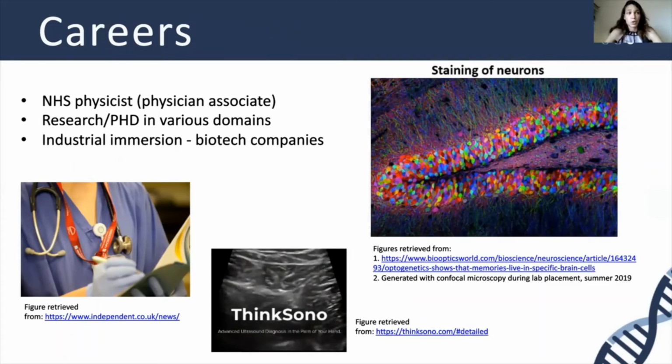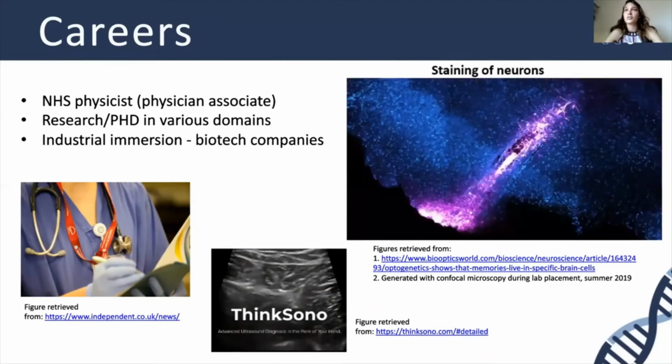But you can go into clinical work as a physician associate, which works really closely with doctors and radiologists. You can also obviously work in research, looking at various applications that we've seen in the previous slide. And here there's an example of doing microscopy work and staining neurons individually, as you can see here, where individual neurons are stained with different colors depending on the properties they have.